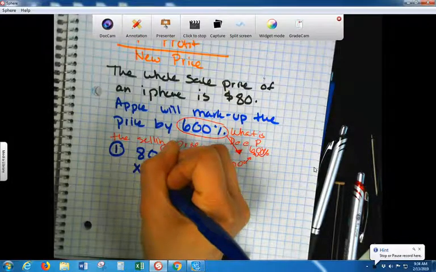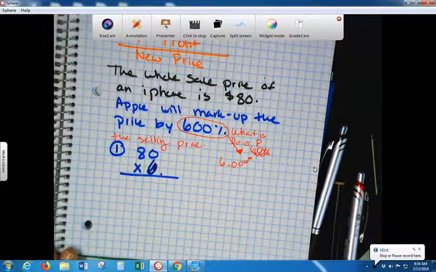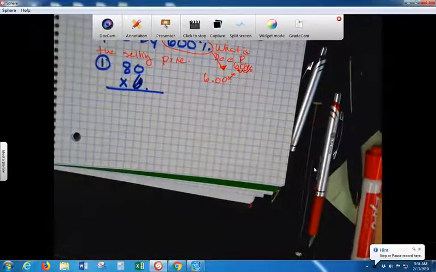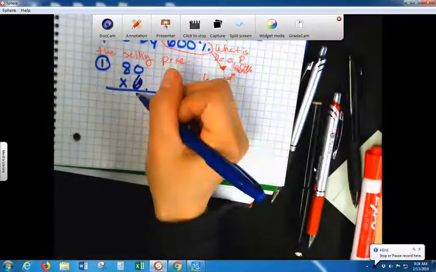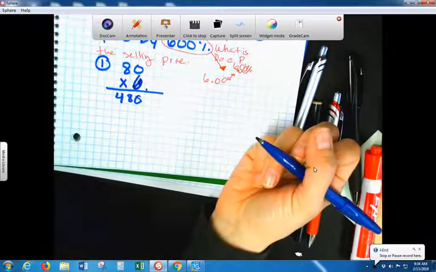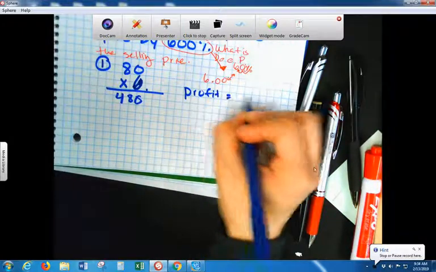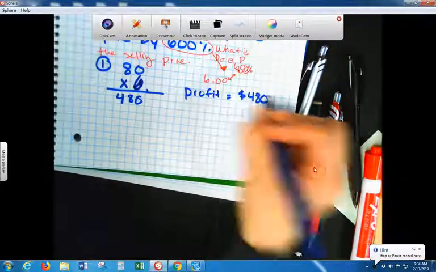Are you drawing like a funny hat? Yeah, look. That looks pretty horrible. What is it? Alright. So the profit is equal to $480.